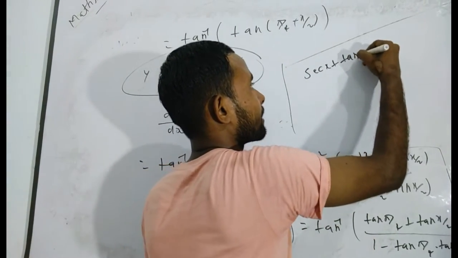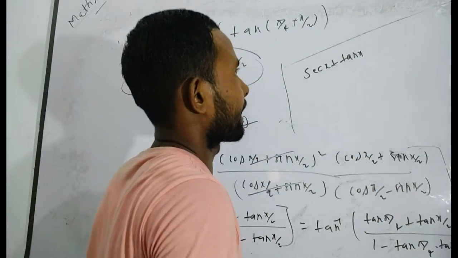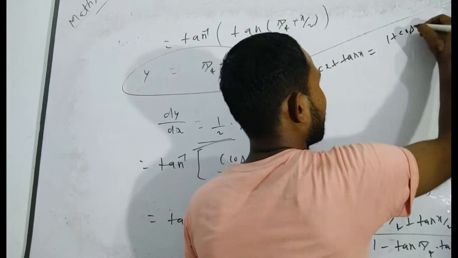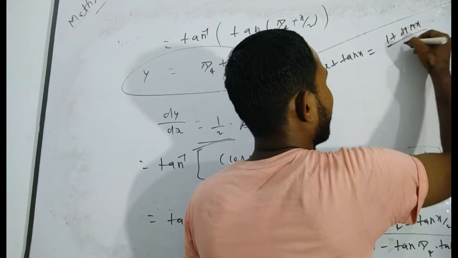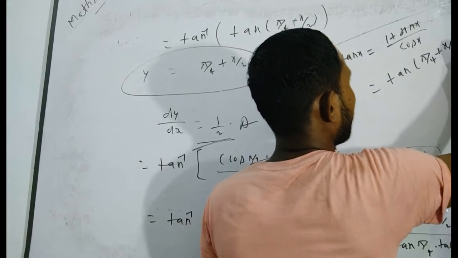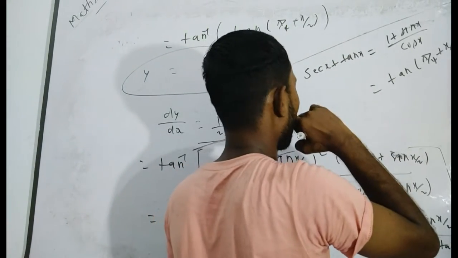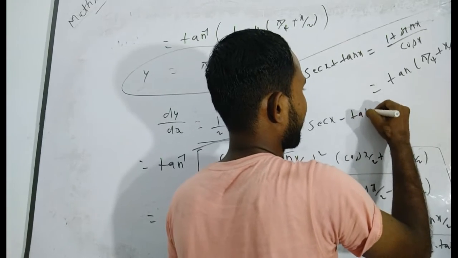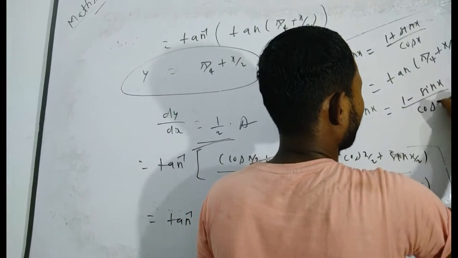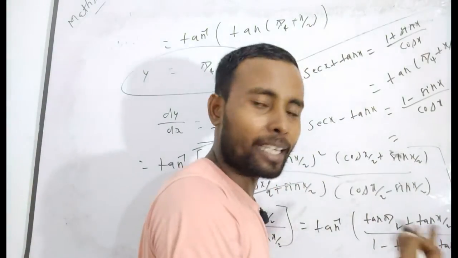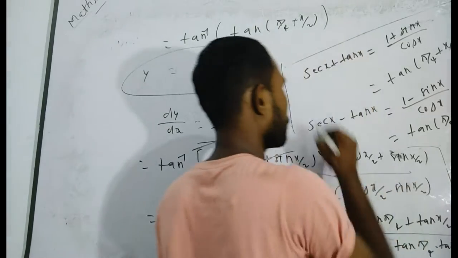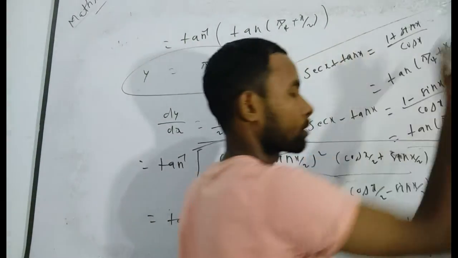Sec x plus tan x is equal to, sometimes it is also written as, 1 plus sin x divided by cos x. This is equal to tan of pi by 4 plus x by 2. Very important. And there is also the second term, sec x minus tan x. It will be 1 minus sin x divided by cos x. And you will get here tan of pi by 4 minus x by 2. Have you understood? You have to remember both results.